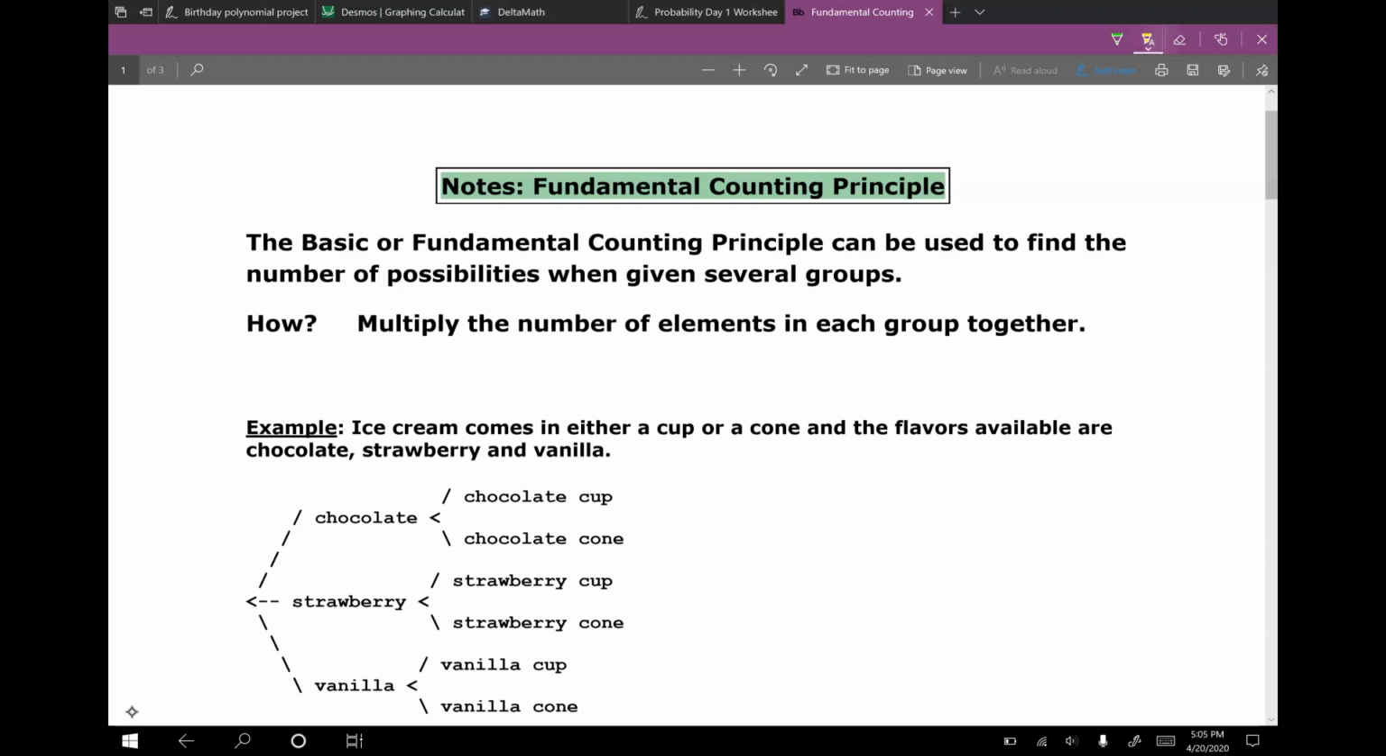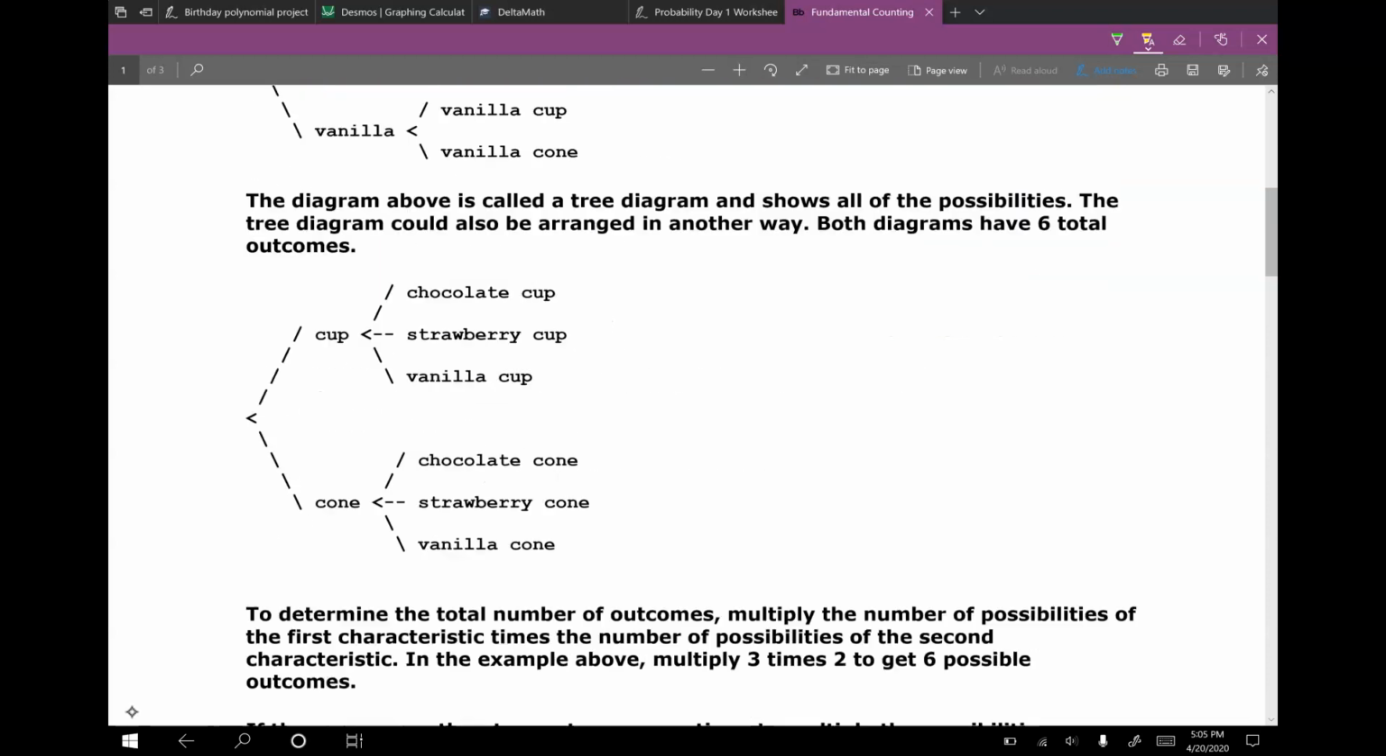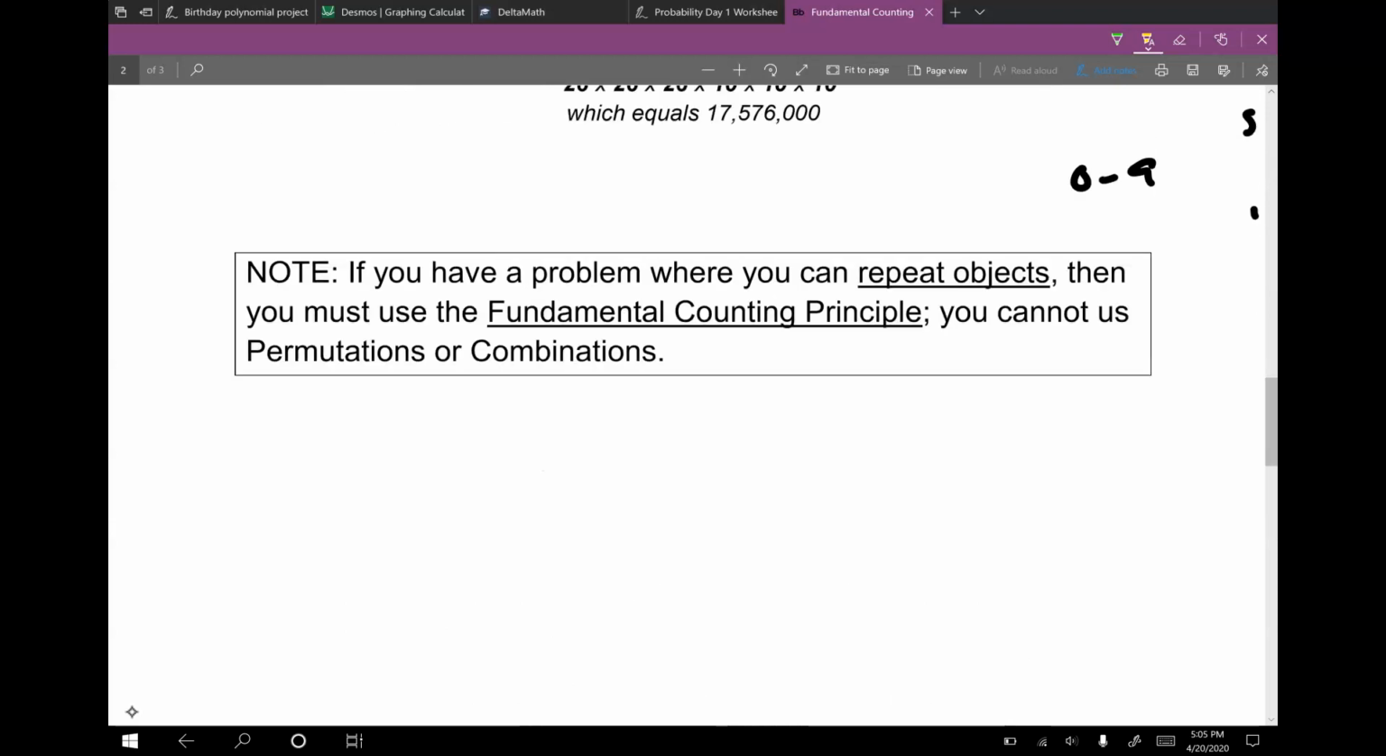One way you can use the FCP, that's what I'm going to call it, is to find the number of possibilities when given several groups. Like, you have 5 shirts, 6 pairs of pants, and 2 different pairs of shoes. How many different outfits can you make? Well, you would just multiply the number of elements in each group, and that'll be your fundamental counting principle answer.